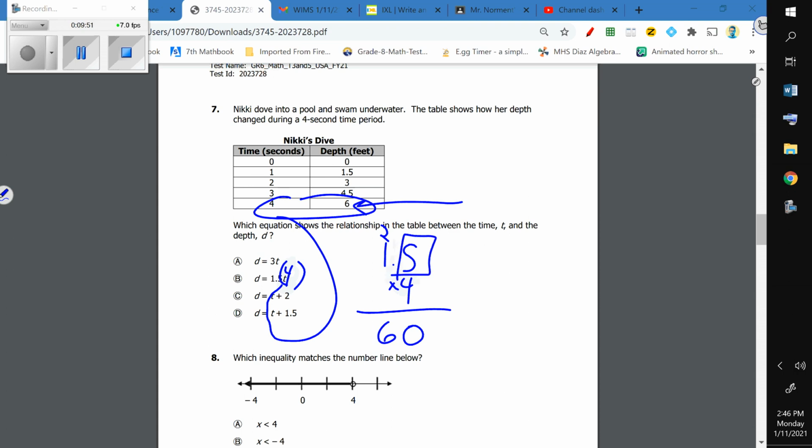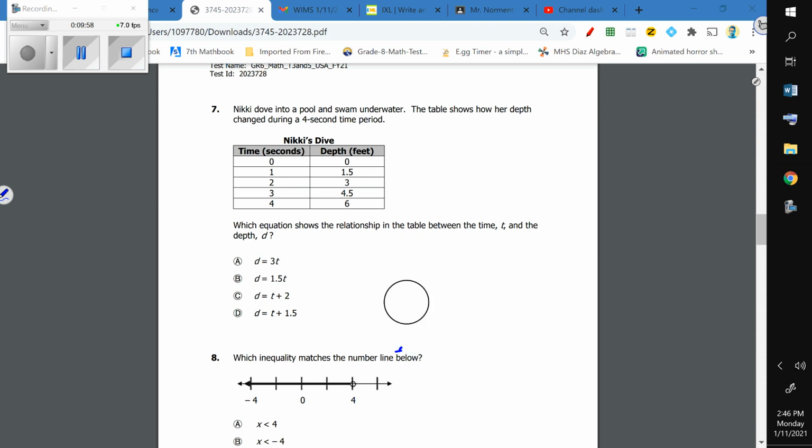One number after the decimal, so there's my decimal, and that is 6. That equals 6. So yeah, the answer is B for number 7.